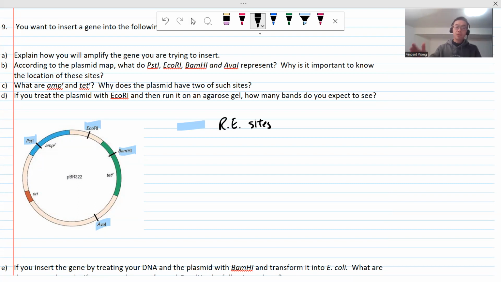And to insert the gene, you have to treat your plasmid and the gene of interest with the same restriction enzymes so that they can create complementary sticky ends to attach to each other, right? So if we want to treat it with EcoR1, then you'll be inserting the gene right here. If you treat the plasmid and the gene with PstI, you'll be inserting the gene right here. So these markers tell you where you can insert your gene.